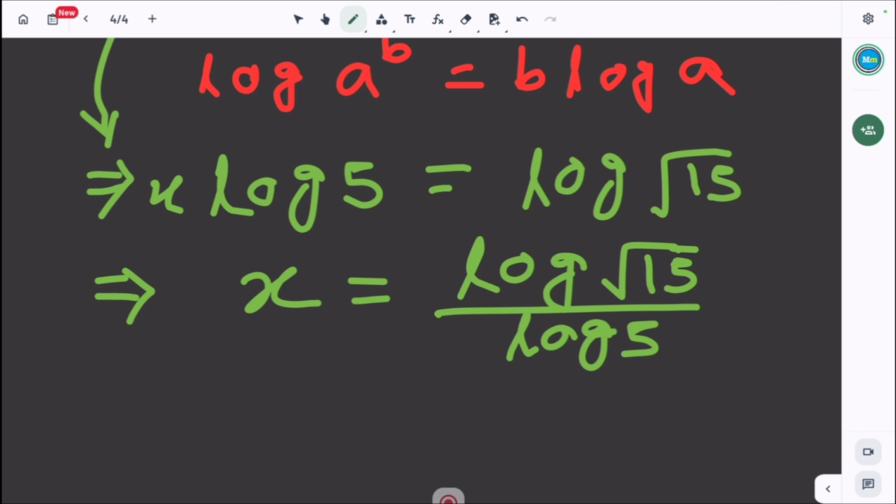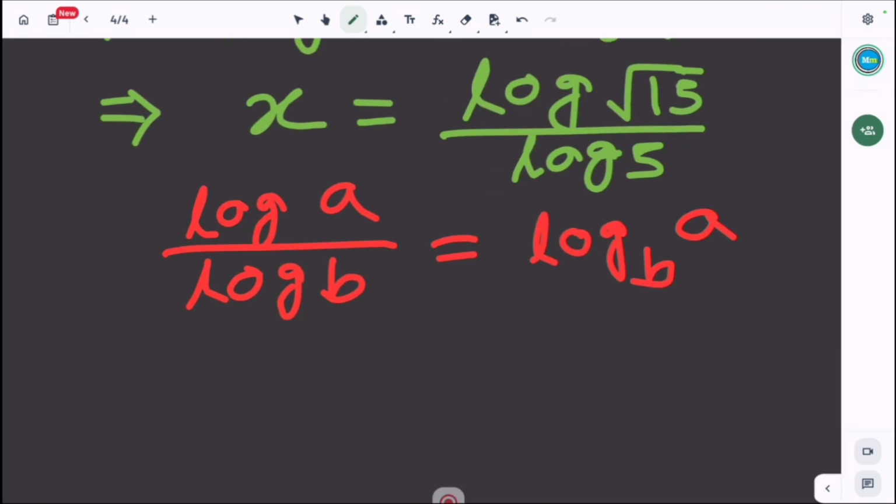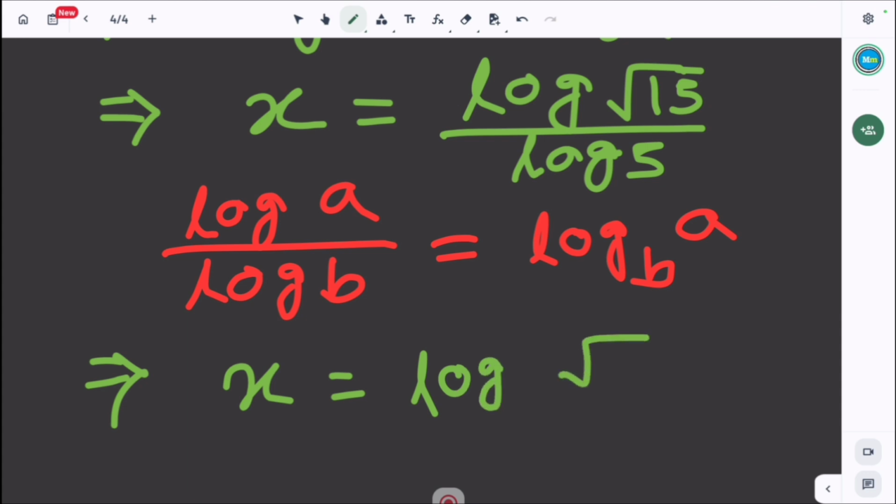And we know one more formula, that log a by log b equals log a base b. From this formula we can write that x equals log root 15 base 5. So this is the answer, guys.